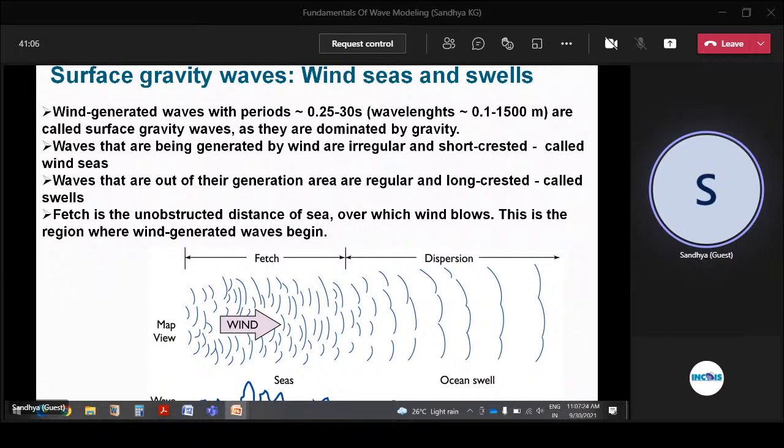So these are very fundamental, just to get a glimpse of this before we enter wave modeling. The surface gravity waves are, as I already showed you, windsea and swells. Windsea is generated in the area where the wind blows. Here you can see a schematic diagram where the wind blows over a particular area called fetch. The fetch is the unobstructed distance of sea over which the wind blows. This is the region where the wind waves are generated. And once the wind waves travel from this region and propagate to other areas, they become very organized, like a sine wave. They become organized or regular waves. These regular and long-crested waves are called swells, whereas the waves generated in the area where the wind blows are called windsea. So these waves are segregated in wave modeling.